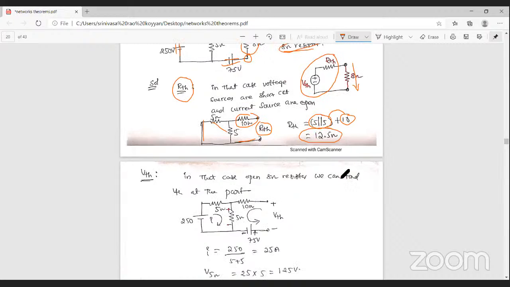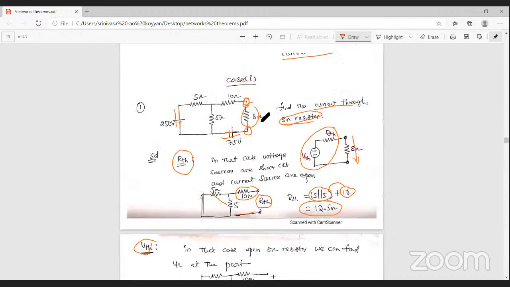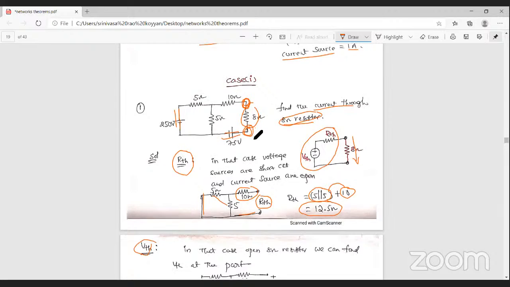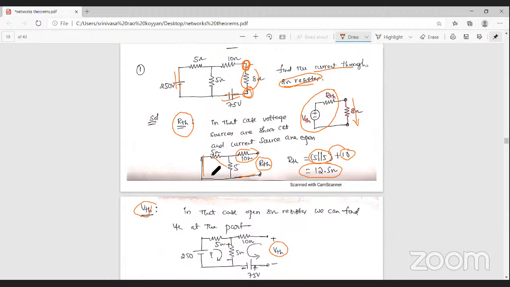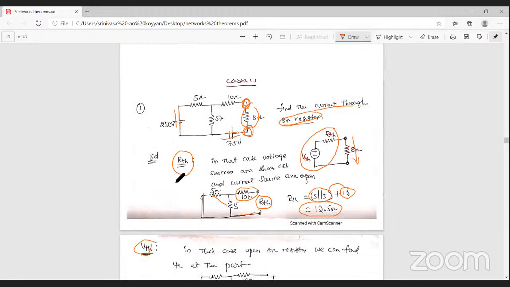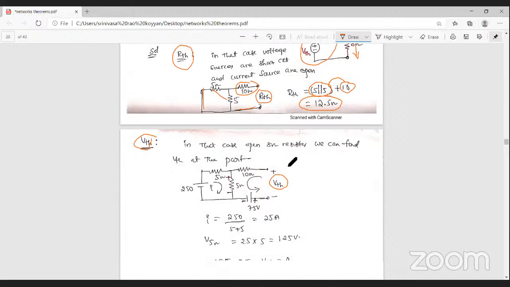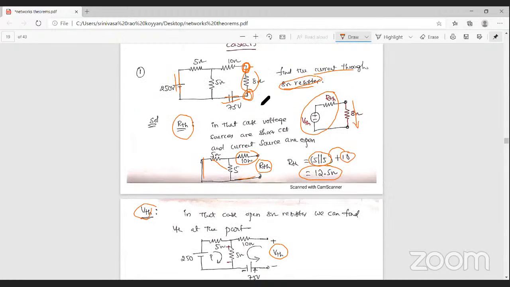Okay. Next, find the Thevenin's voltage. Since we want the current across the 8 ohm resistance, we find the Thevenin's voltage across these two terminals only. These two terminals give the Thevenin's voltage, V_TH. When finding the Thevenin's voltage, do not short circuit or open circuit either the voltage source or the current source. Leave the voltage source and current source as they are. Do not open or short them. So for the Thevenin's voltage V_TH, the 8 ohm resistance is open circuited.